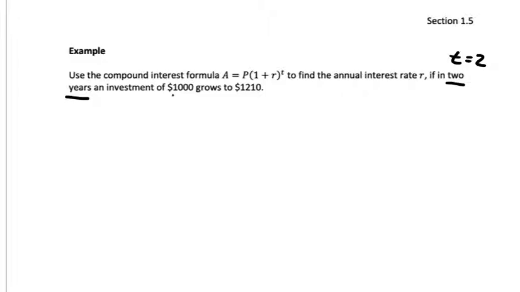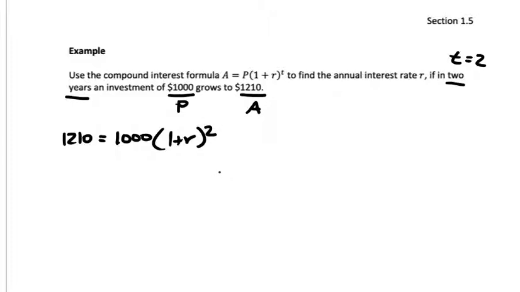The original investment is $1,000. That's the principal, which is the P, the initial amount invested. And the current amount, or the amount after the 2 years, is $1,210. So that's A. R is what I'm trying to find. So I'm going to plug these in. 1210 equals 1,000 times 1 plus R, plug in 2 for T.